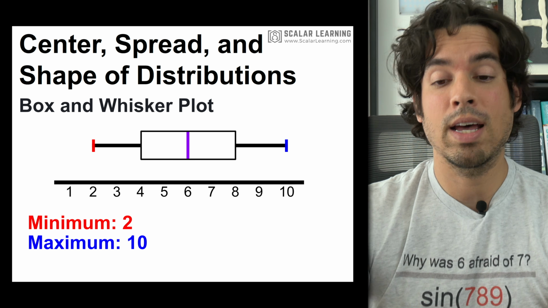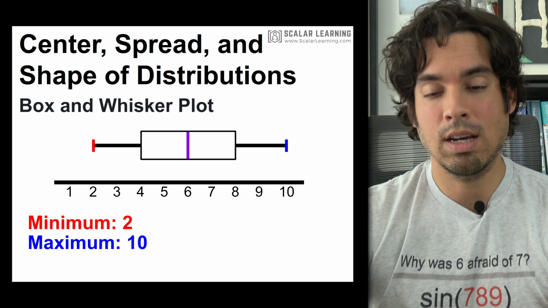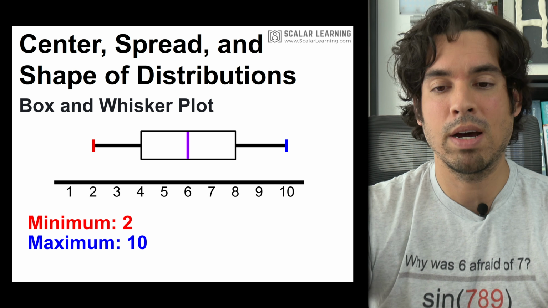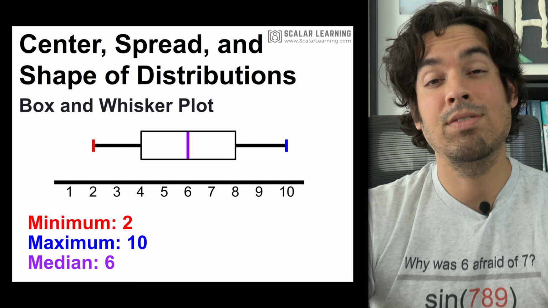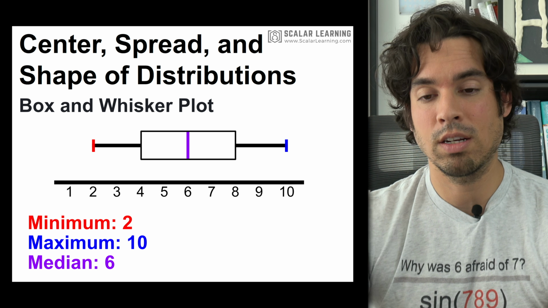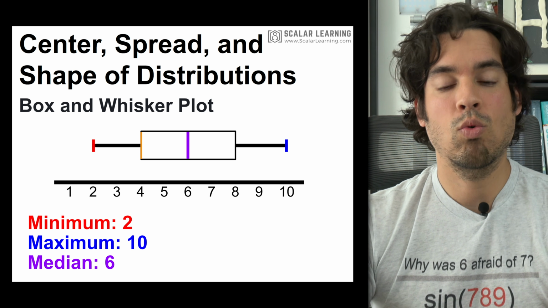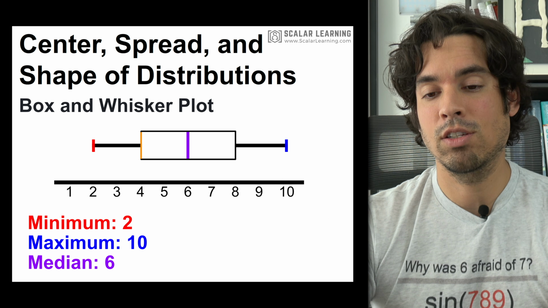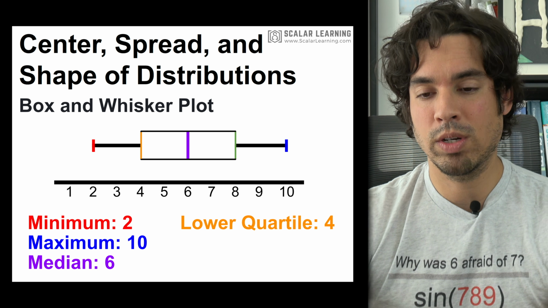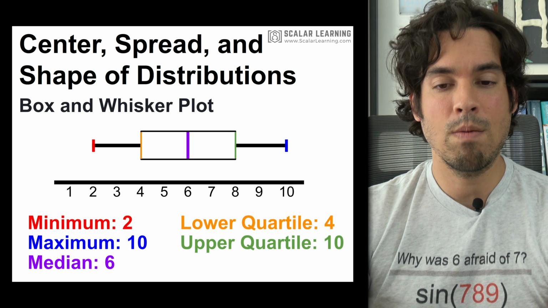Then we got the middle value down the line, down the middle right there at 6. And again, it doesn't have to be in the middle of the box, it just happens to be here. That gives us the median. So if they ever ask you what's the median in a box and whisker plot, it's where that line is. Then we have this orange edge to the left of the box. That is what's called the lower quartile, and there it's at 4. And last but not least, we have this green line here, which is the upper quartile.